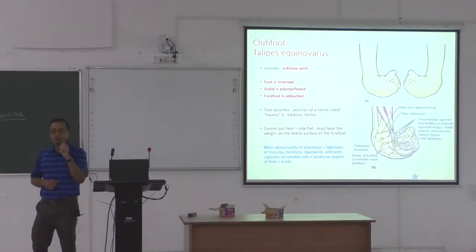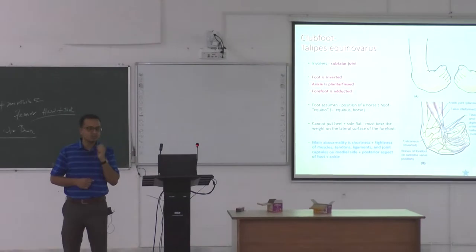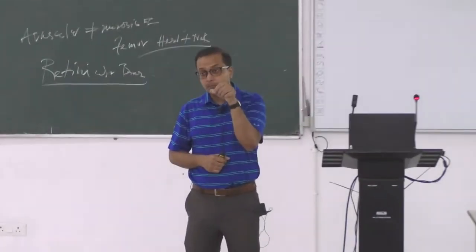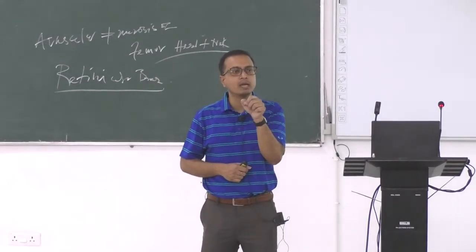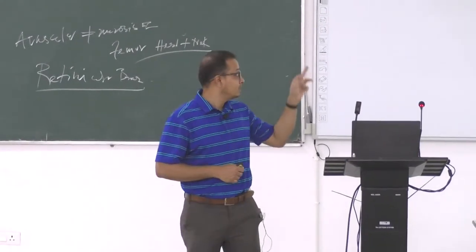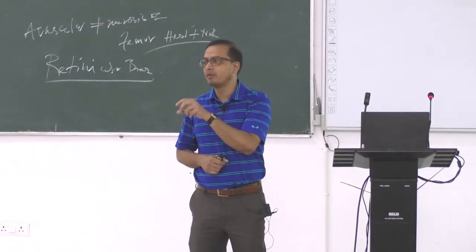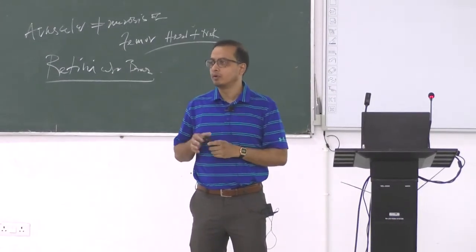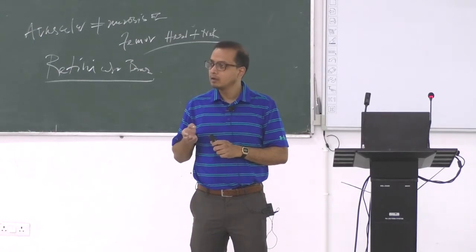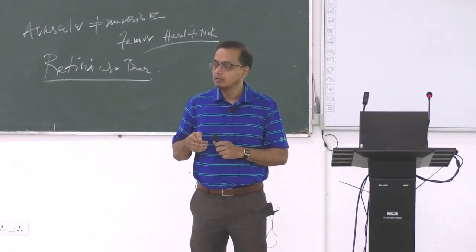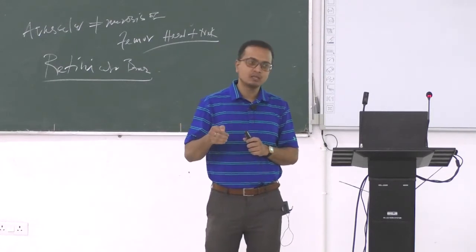So, what we have to know here, we know about this particular disease, what is happening here, we can know the joint which is involved. Subtalar, that's the 50% to get it. So which joint is involved in this particular club foot defect? And what are the basic three defects which are involved here in the foot? Inversion, adduction, plantar flexion. These are the three basic defects which are involved.